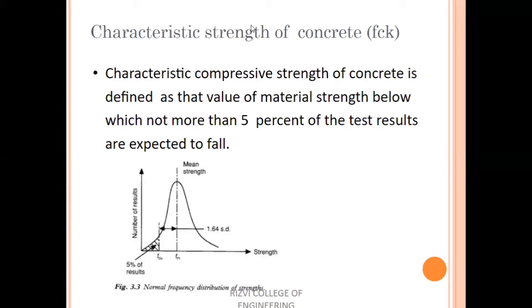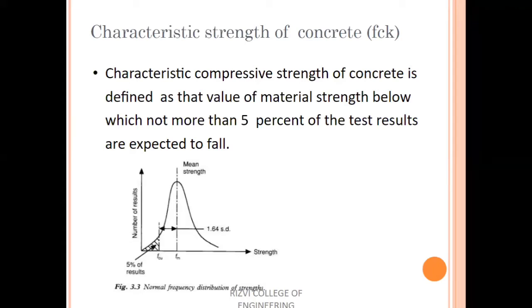Let us understand what we mean by the characteristic strength of concrete, which is denoted as FCK. It's a very important definition which you should know. The characteristic compressive strength of concrete is defined as that value of the material strength below which not more than 5% of the test results are expected to fall.